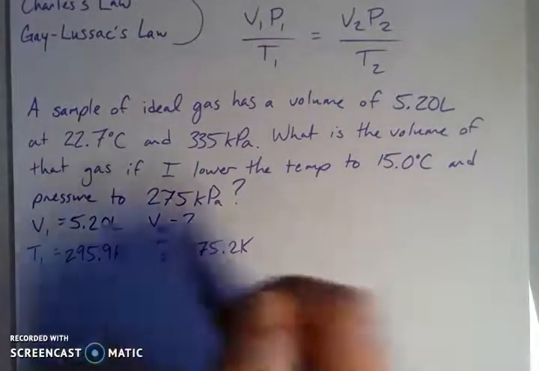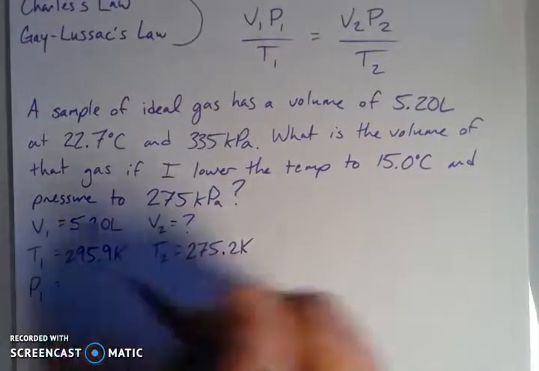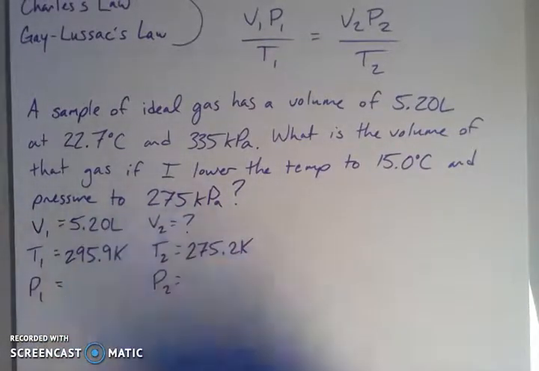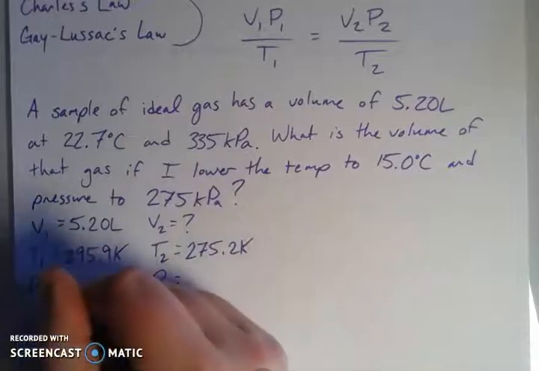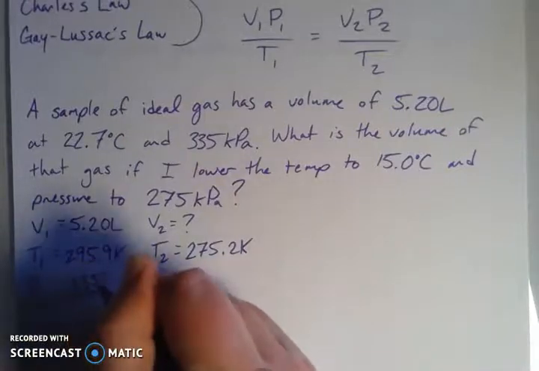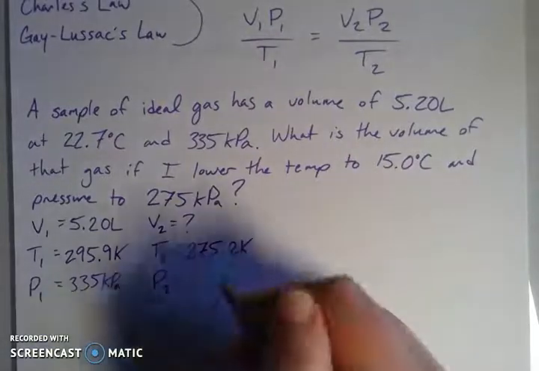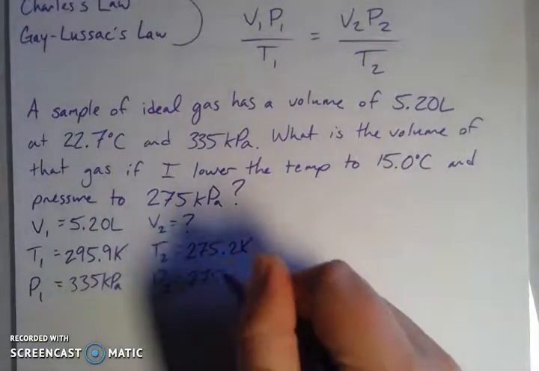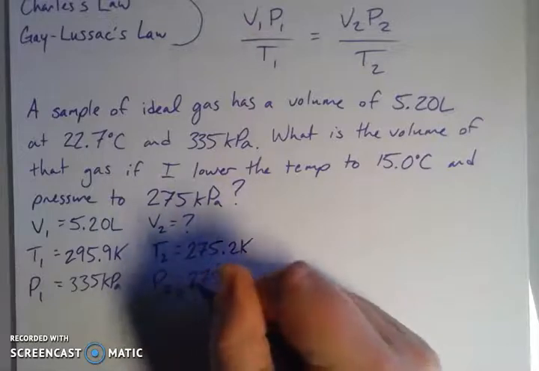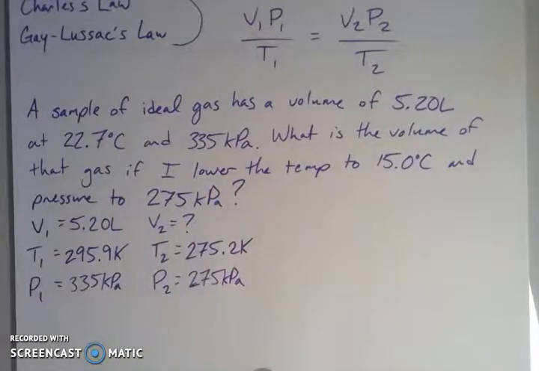And then I'm given an initial pressure and a final pressure. So my initial pressure is in kilopascals, it's 335. And because I'm given the same unit for pressure, I'm just going to keep them that way. I don't have to convert anything. If I was given different pressure units, or if it asked for something different, then I would, but because I'm given the same, the units will just divide out.